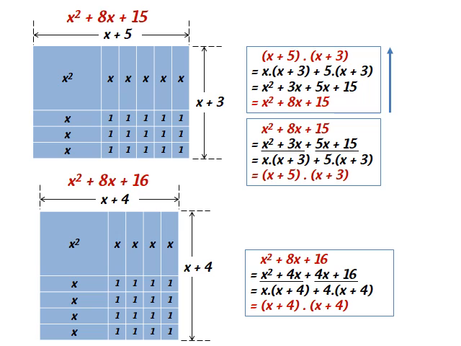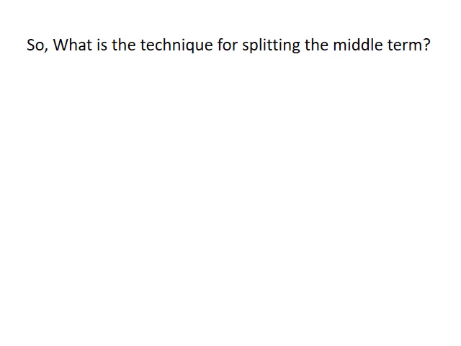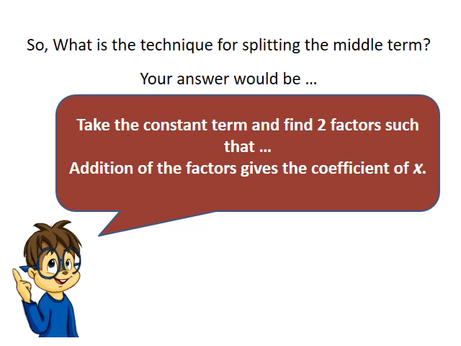So actually the technique to find the factors is to find how the middle term is to be split. And it is very clear that the way the middle term is split depends on the constant term, right? So what is the technique for splitting the middle term? Your answer would be: take the constant term and find two factors such that the addition of those factors gives you the coefficient of x. So let us see this in the two examples that we took.